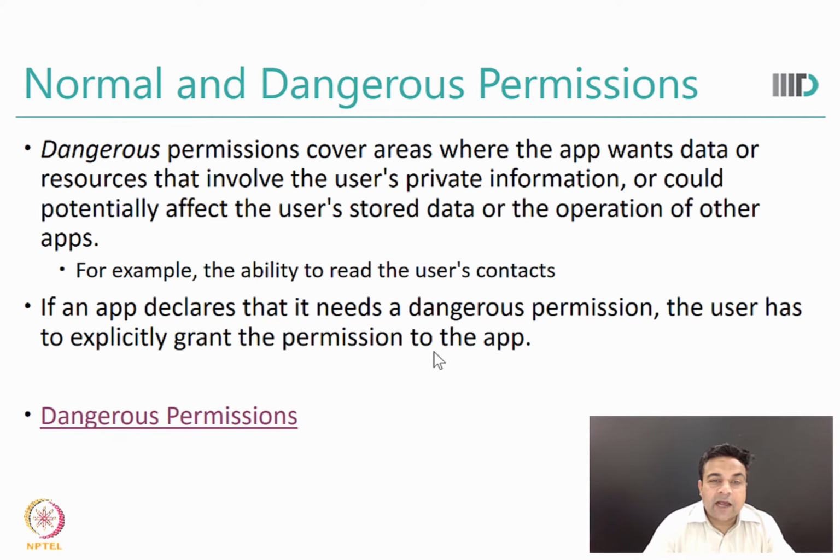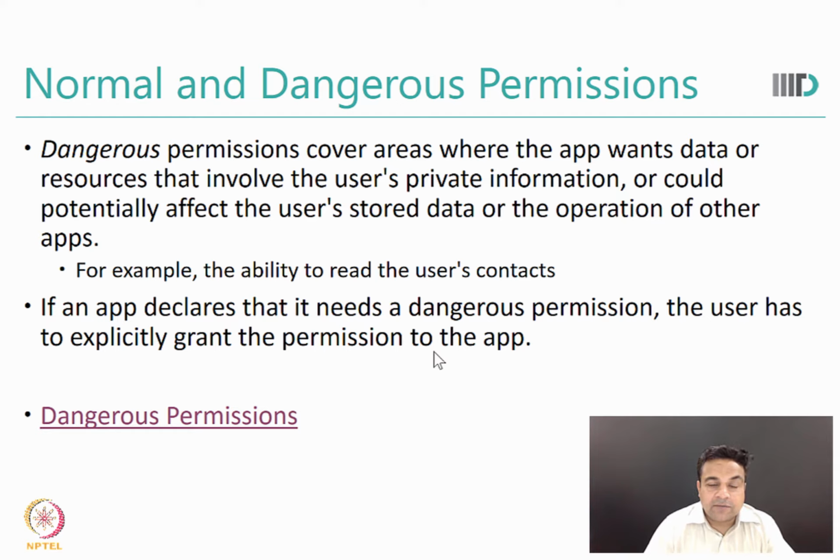The second type of permissions are dangerous permissions. And dangerous permissions, as the name suggests, cover areas where the app wants data or resources that involve users' private information or could potentially affect users' stored data or the operation of other apps.